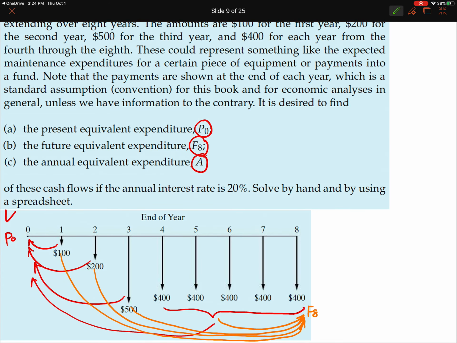And then it asks you to do a third thing, to spread these cash flows to every year, okay, to find the equivalent annuity. So you want to distribute this 100 to every year.